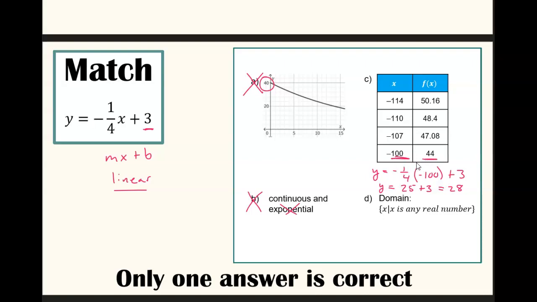So we were looking for these values. X is negative 100. We would expect it to be 44, but we got 28. 44 and 28 do not match. This is not the correct answer. So we've eliminated A, B, and C. The only option left is D. Let's see if it works.